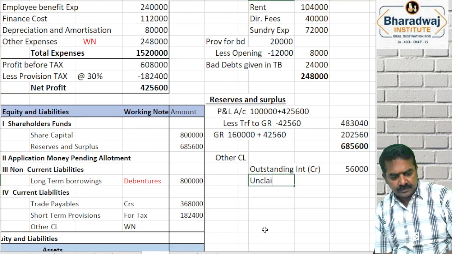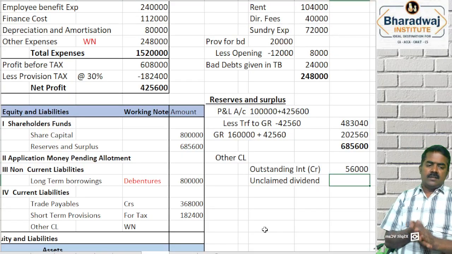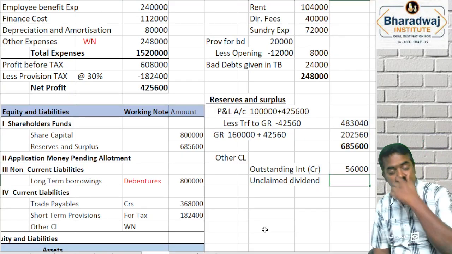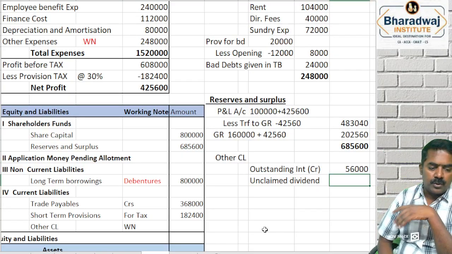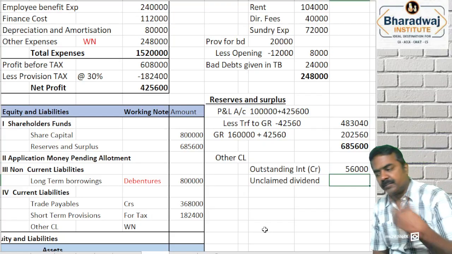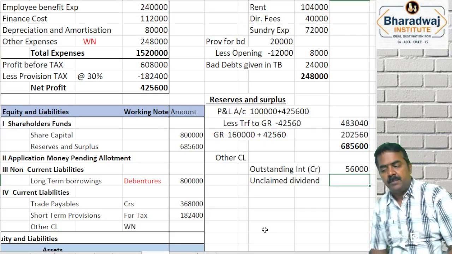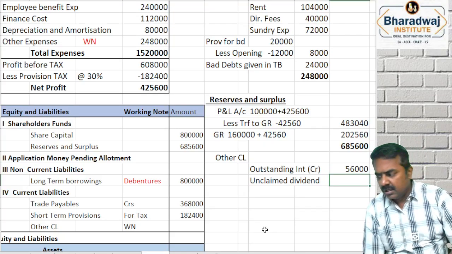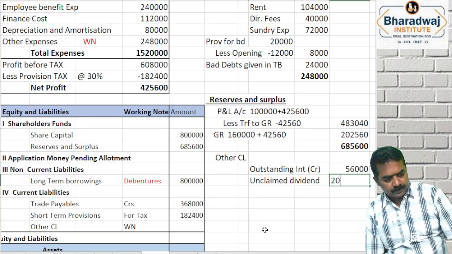Unclaimed dividend. It is not proposed dividend. Dividend already declared, but shareholders are yet to claim. We had seen in the regular class, any money due to shareholders you have to keep for 7 years. After that you have to transfer it to the IEPF, Investors Education and Protection Fund account.